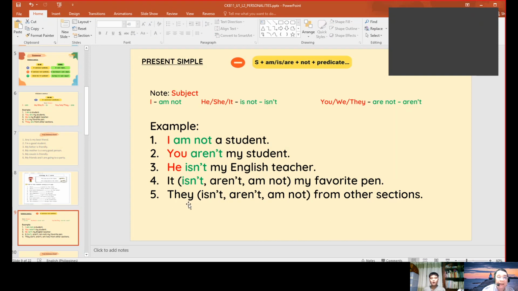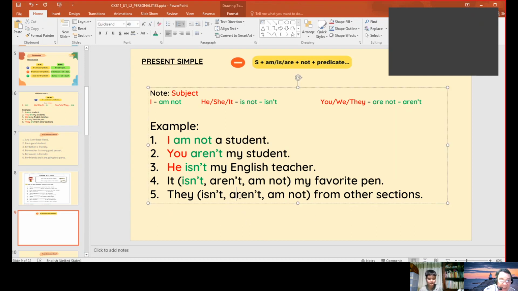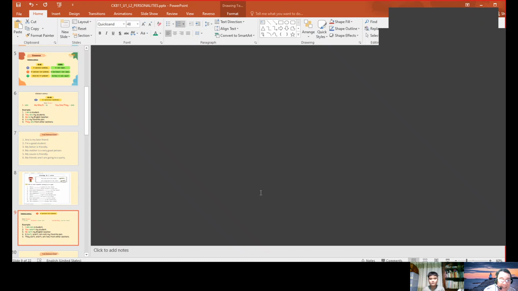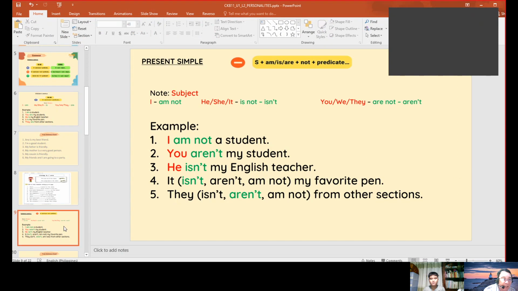Okay. What about number five? Number five, "they blank from other sections." Yes. So what would be the correct be verb that we are going to use? It's are not, right? And the short form for that is aren't. So they aren't from other sections. Okay, so aren't is the correct answer. So I have to mark that one as green.